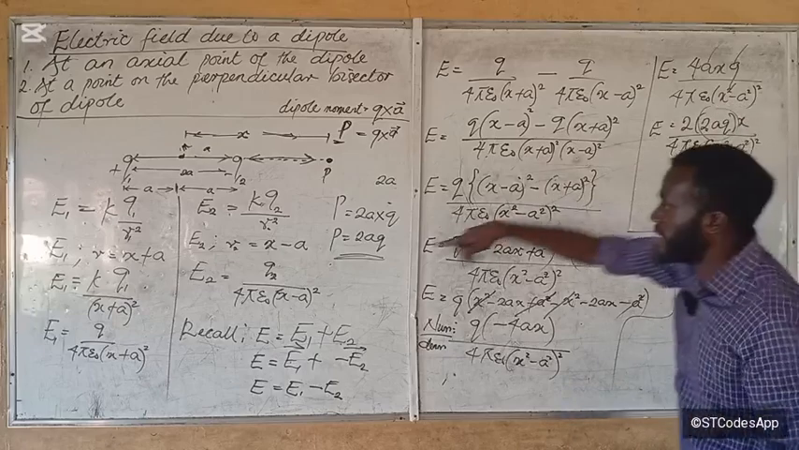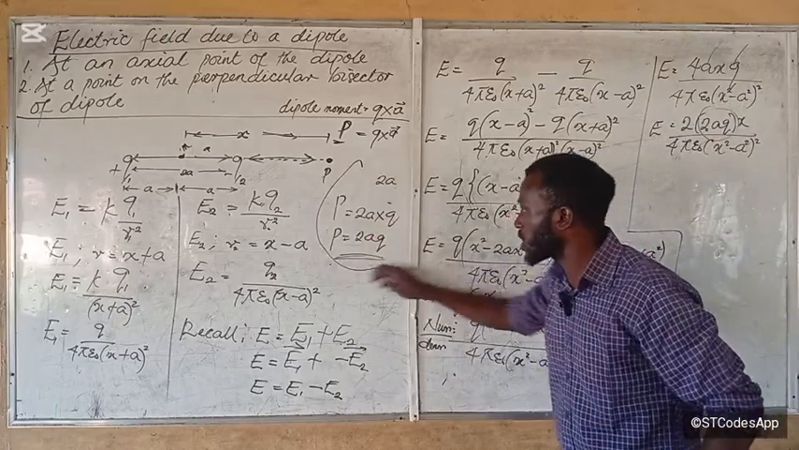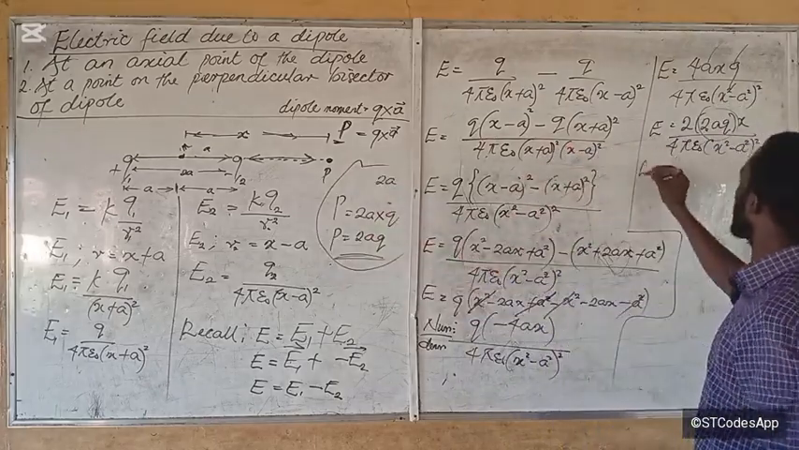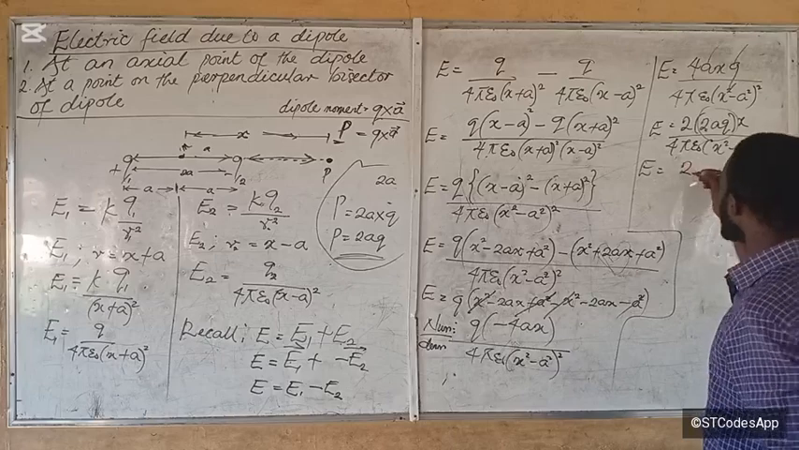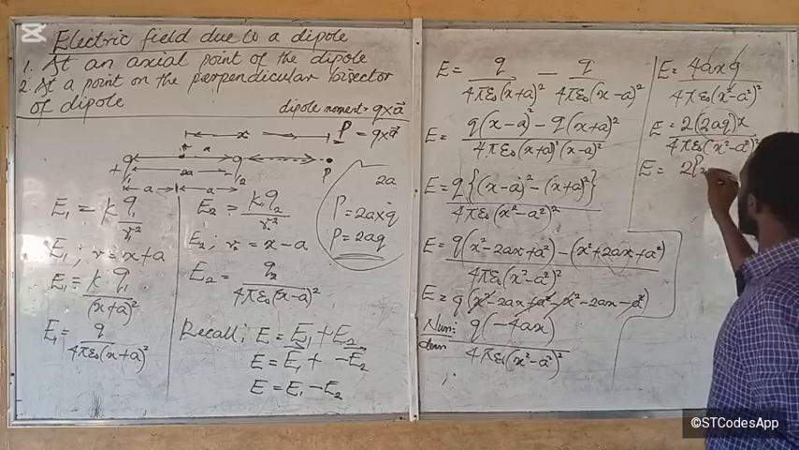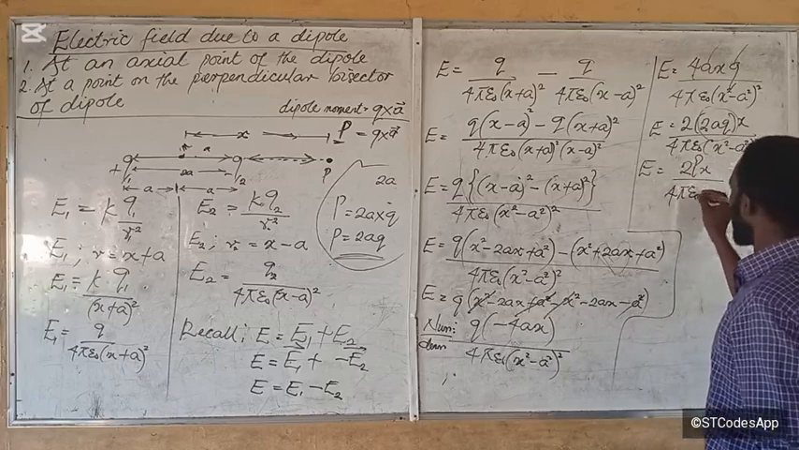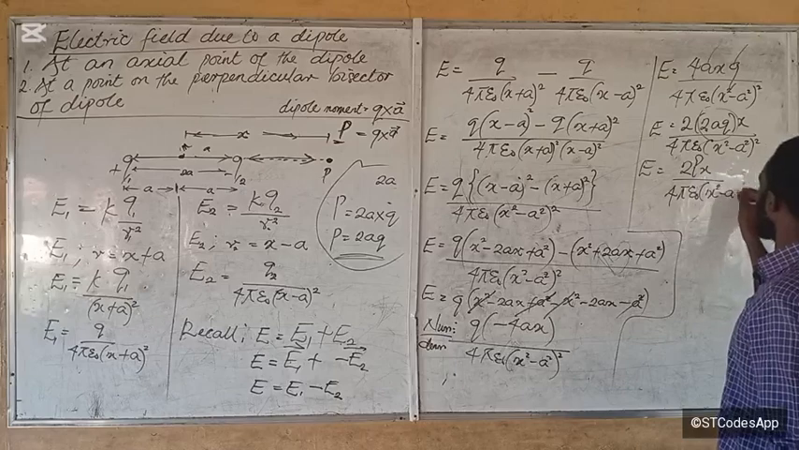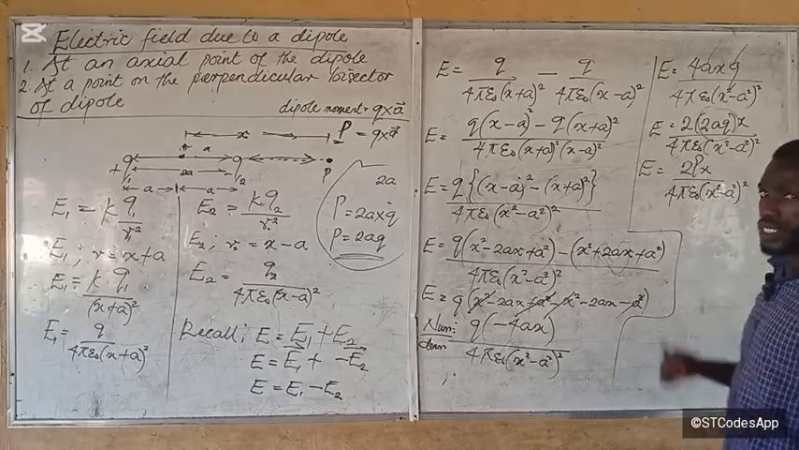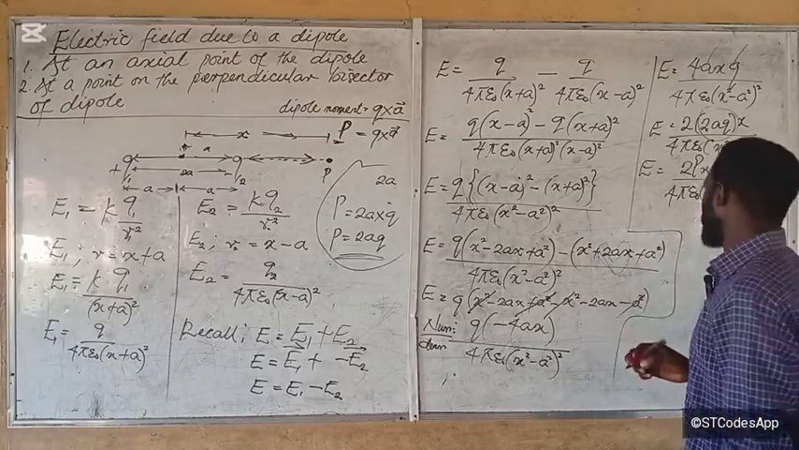So this is going to be my dipole moment. I can introduce this into my equation, and then it becomes E equal to 2px all over 4 pi epsilon naught x squared minus a squared all squared. Does this make sense? All right.